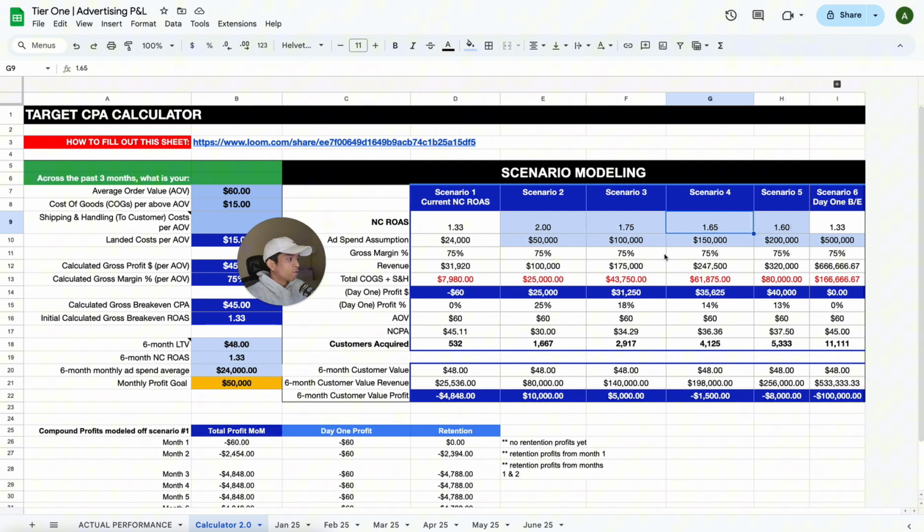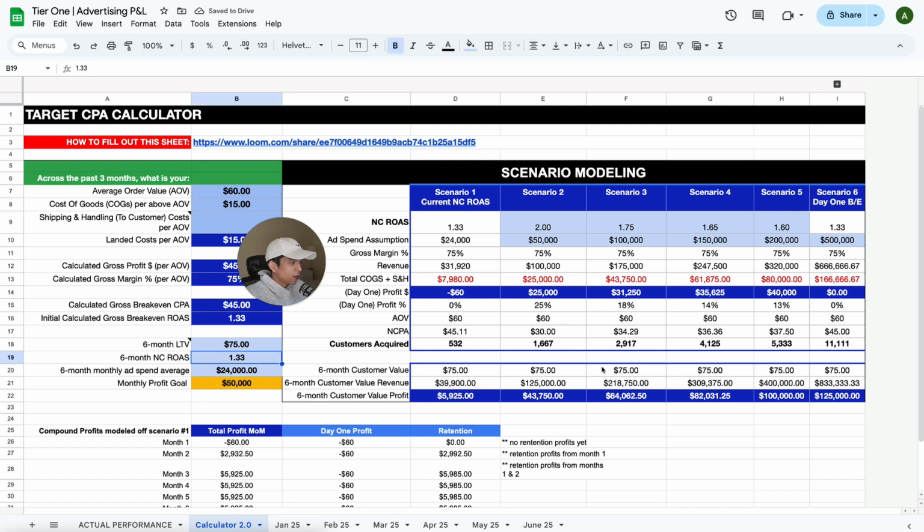So scenario 4 shows us that if we go from 100K to 150K, and at this point, we've gone from 50 to 150K in budget, we're now making an additional about 4K in day one profit. And we're actually increasing our total customers again by over 1,000. And then over the long term, we're actually making way more customer value and profit.